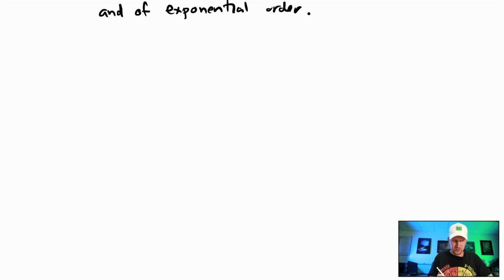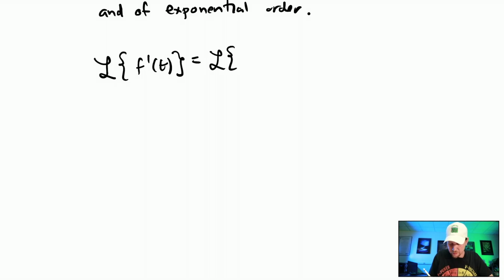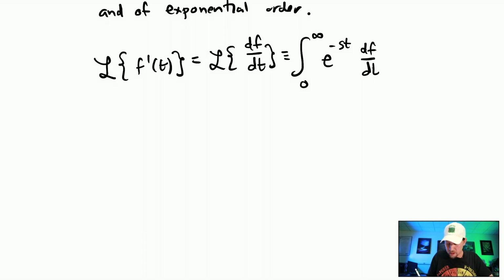Right. So suppose that we considered the Laplace transform of the derivative of f of t. In other words, another way to write this in terms of notation is df dt. Well, by definition, we know that this is the integral from 0 to infinity of e to the minus st times df dt dt.